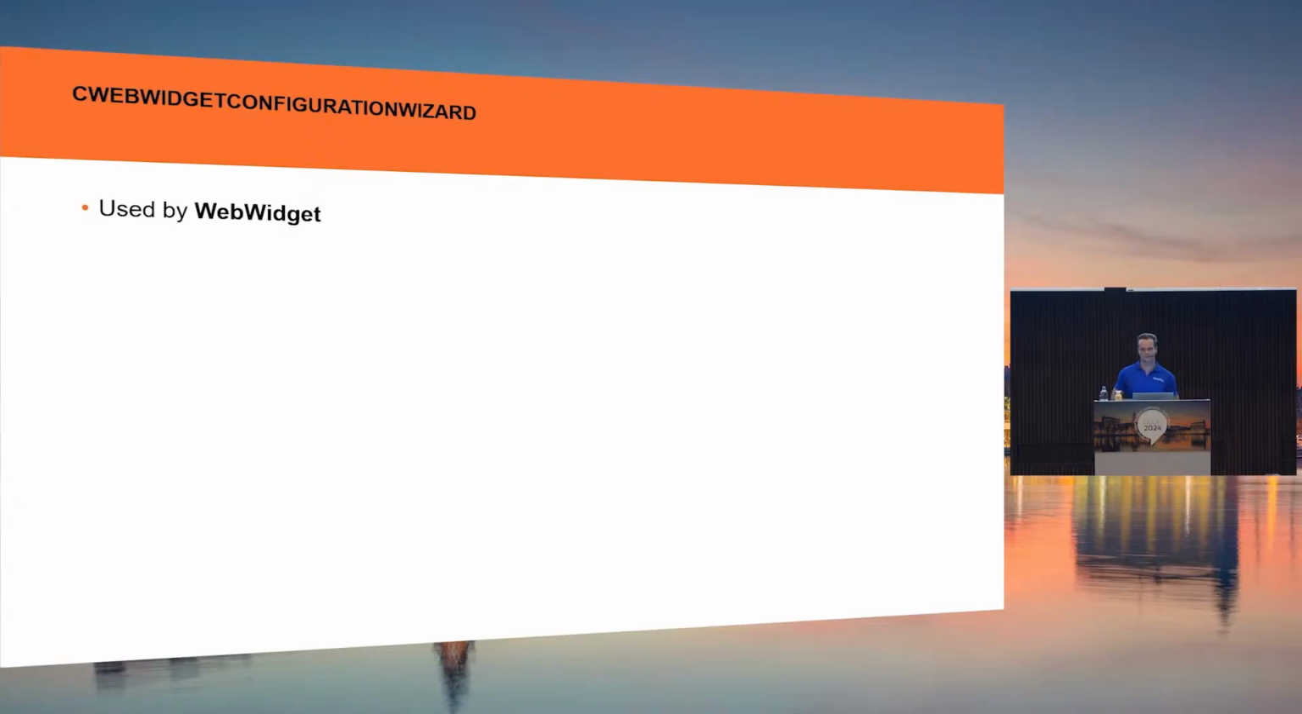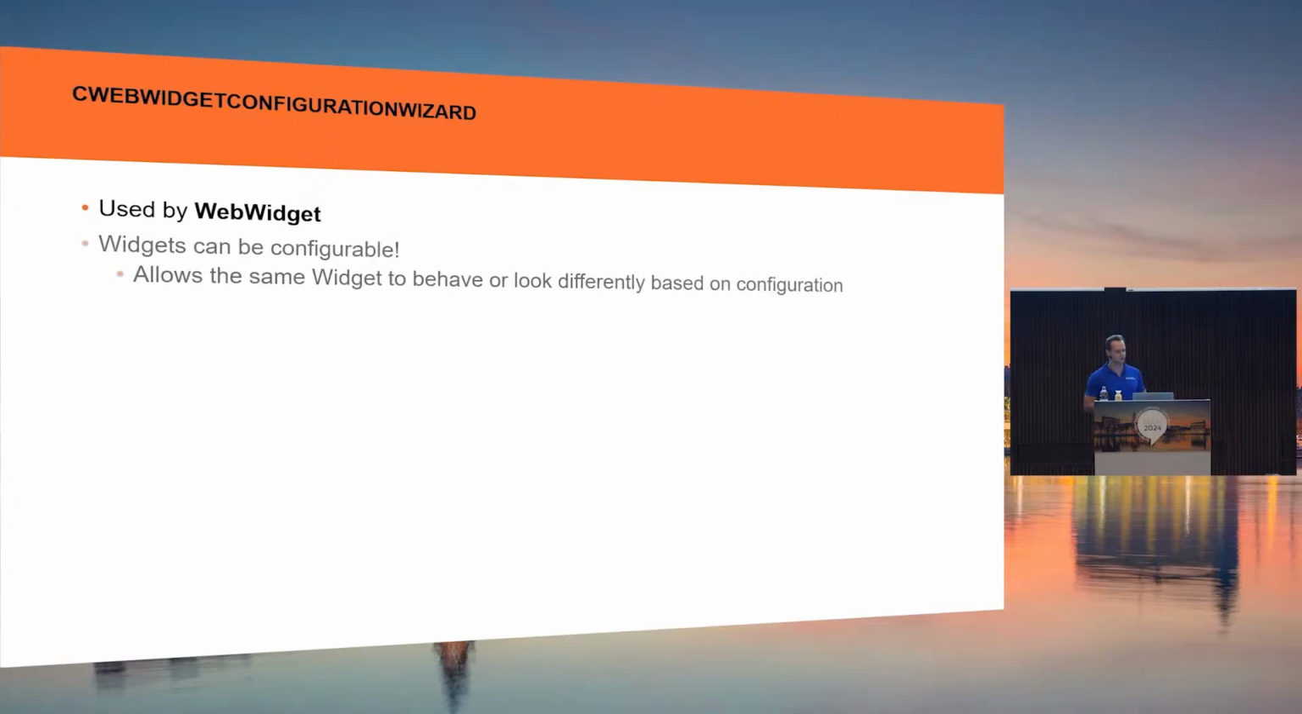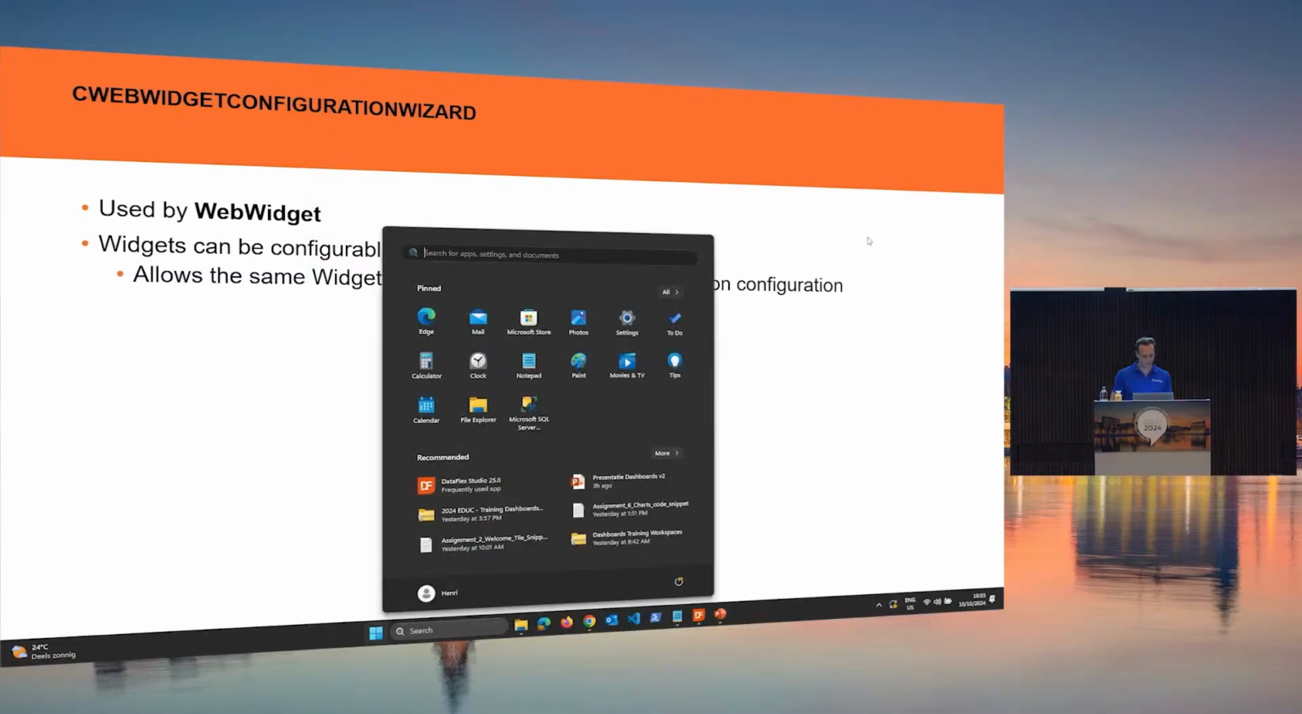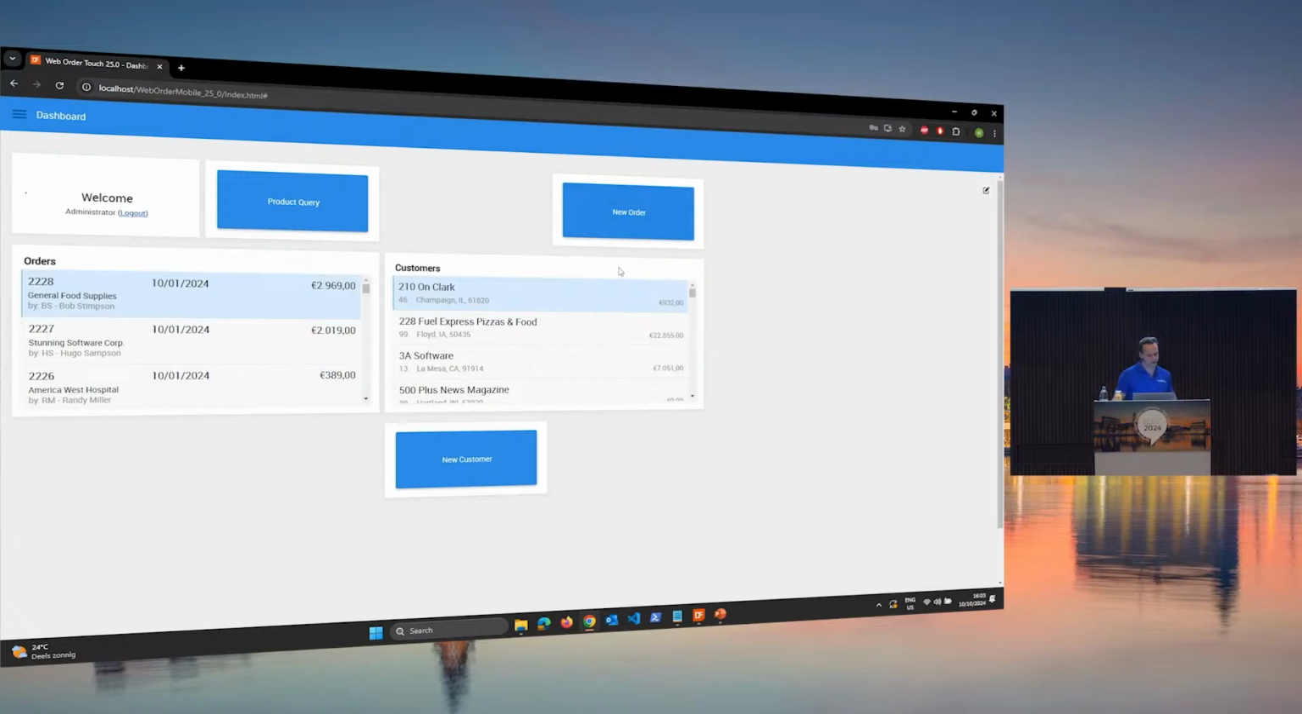The web widget configuration wizard is used by the web widgets. And widgets can be what we call configurable. And the idea is then that you have the same widget, but it can behave differently based on configuration. Now, the easiest way I can probably show this to you is by actually going back to the little demo that I had at the start.